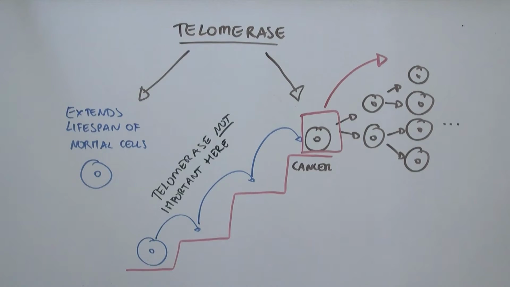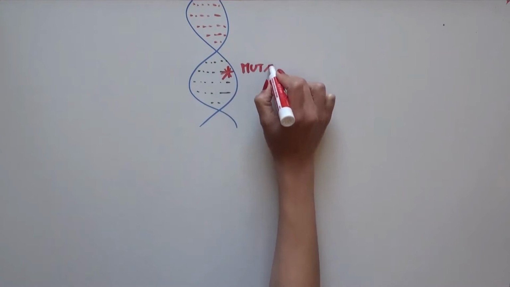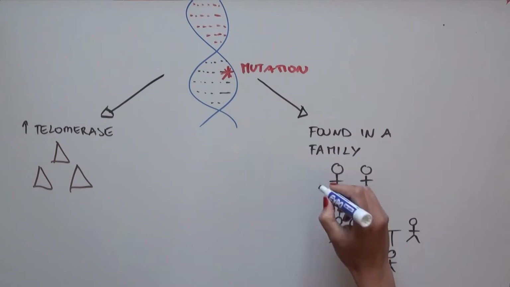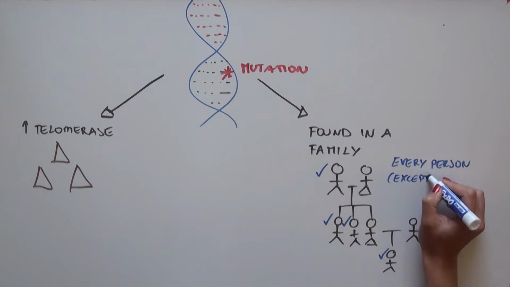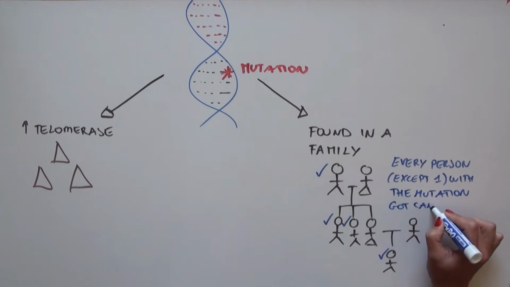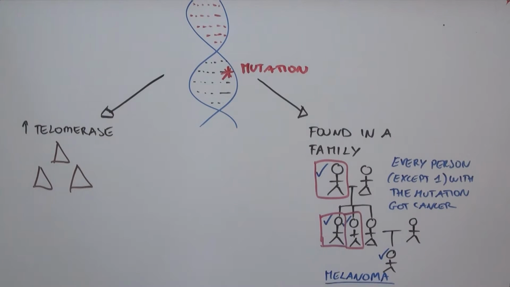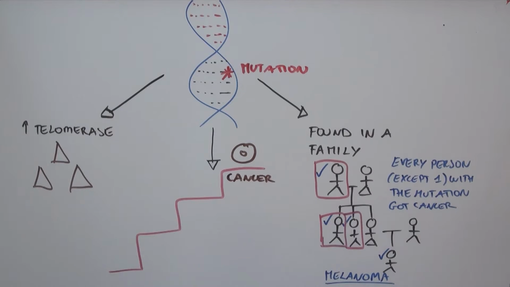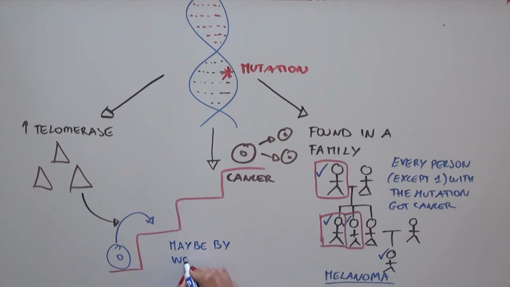As I mentioned, the mutation discovered here increases telomerase levels in cells and was found in a family where every person, except for one, that had the mutation developed cancer, and mostly melanoma. So this strongly suggests that this mutation is doing more than just allowing cells that are cancerous to keep dividing. Instead, this suggests that this mutation is actually driving cells one step up the staircase.